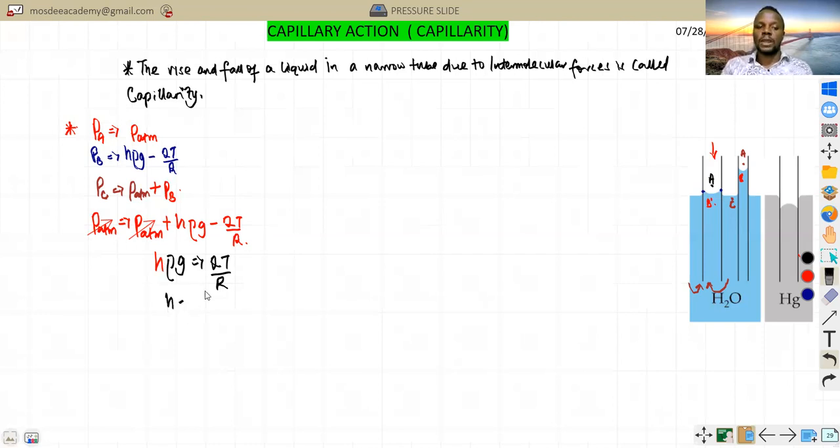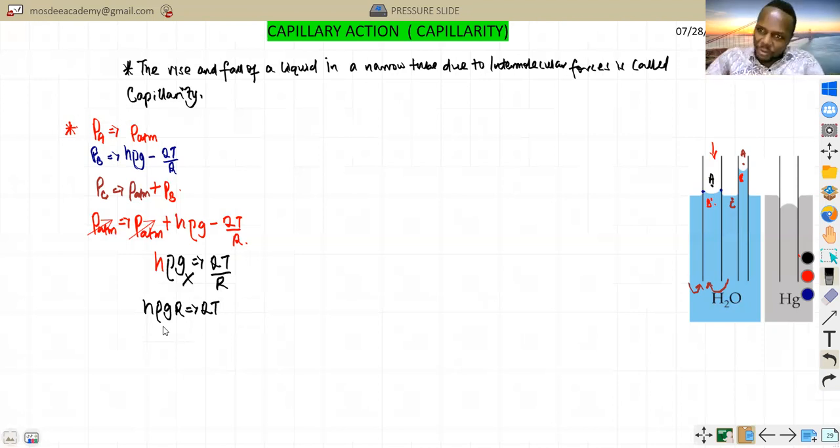H will be equal to, directly, we can say H equals to... and for those of us that are not that good at understanding all this, what we just need to do is do it one by one. So let me take my time to explain. You cross multiply. This will be H rho G R equals 2T. What do you want to measure from that? The height at which it has risen.